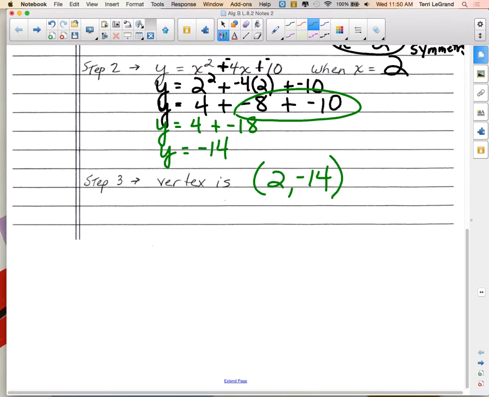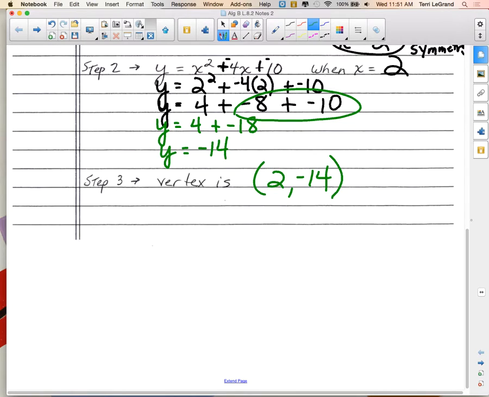Okay, let's just sketch a picture here, because there's all kinds of stuff that we happen to know right now. A value is what? 1. That means this is going to open up. The axis of symmetry is x equals 2.